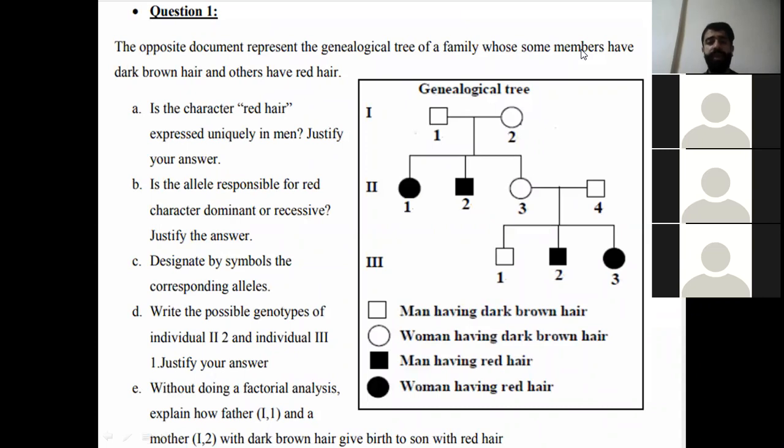The opposite document represents the genealogical tree of a family whose members are affected by the disease. No, we don't have the disease. We have dark brown hair and others having red hair. So one of them has dark brown and the other has red hair. So let's see here. Red hair is the one that is in black. In the black, they gave you the legend here. Red hair, and the others have dark brown hair.